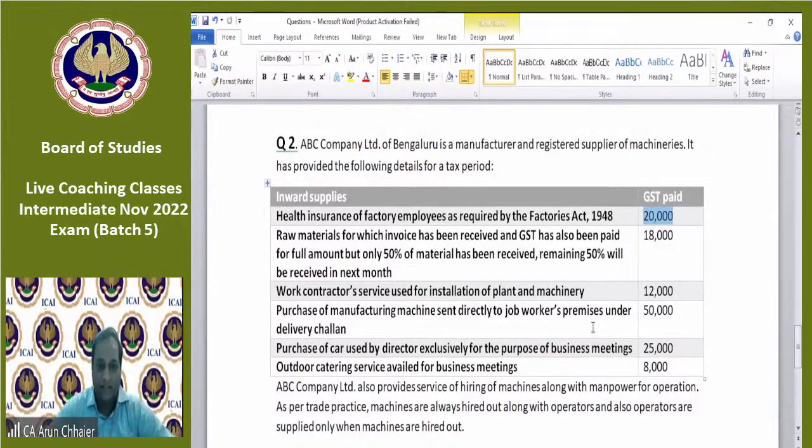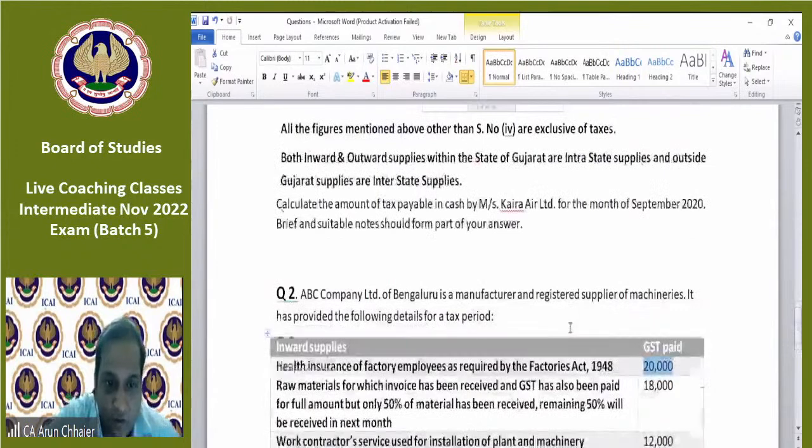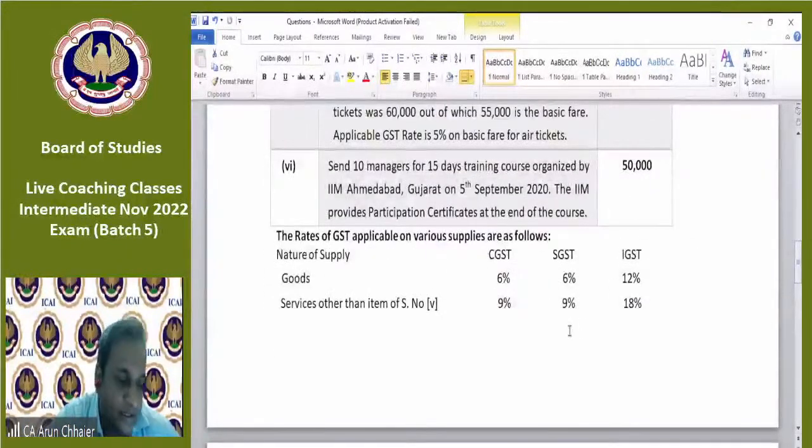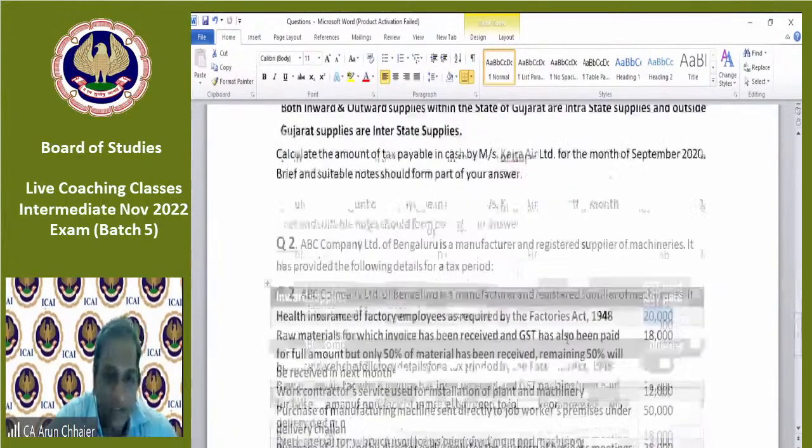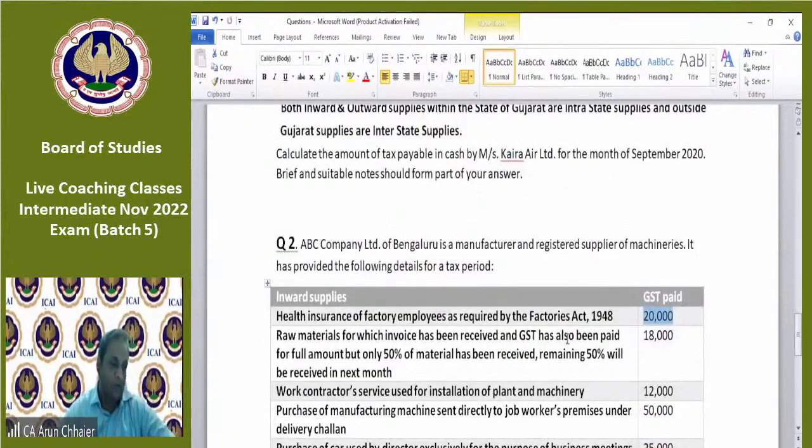I have put it in the assumptions at the last. Without the information, I have assumed it is inter-state and therefore I am charging IGST. Sure, I will share the file. Definitely, I will give it to the institute and the institute will upload it for today's class.